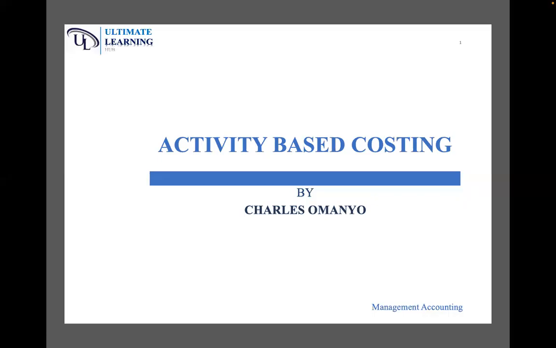So we are going to the next phase, or let me call it part 2 of activity-based costing. And in this case, we are looking at examples. How do we solve questions when we have an activity-based costing scenario? Remember, we said activity-based costing helps you to calculate the cost per unit of a product. So let's go and read through an example.